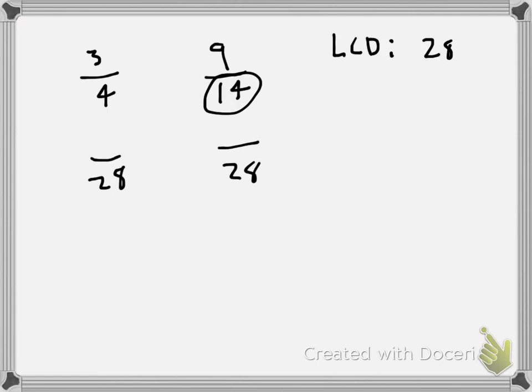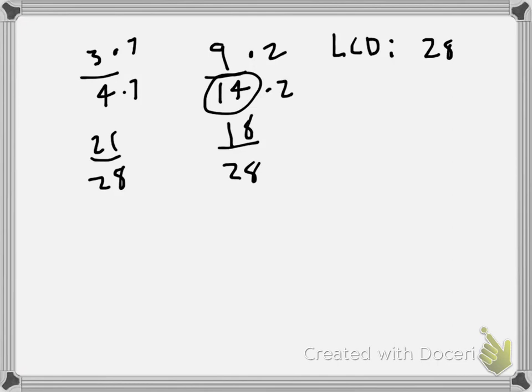Okay, so next I want to change my fractions into new fractions with that 28 on the bottom. So you want to ask yourself, well, what do you have to do to this 4 to make it into a 28? You got to multiply by 7, right? And then whatever you do on the bottom, you got to do the same thing on the top as well. So 3 times 7 is 21. Over here, we want to change this 14 into 28, so we got to multiply by 2 to make that happen. Whatever we do on the bottom, we've got to do the same thing to the top as well. So 9 times 2 is 18.